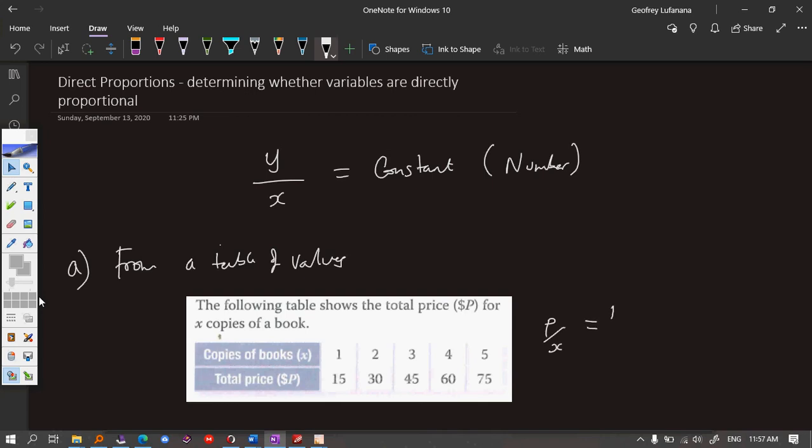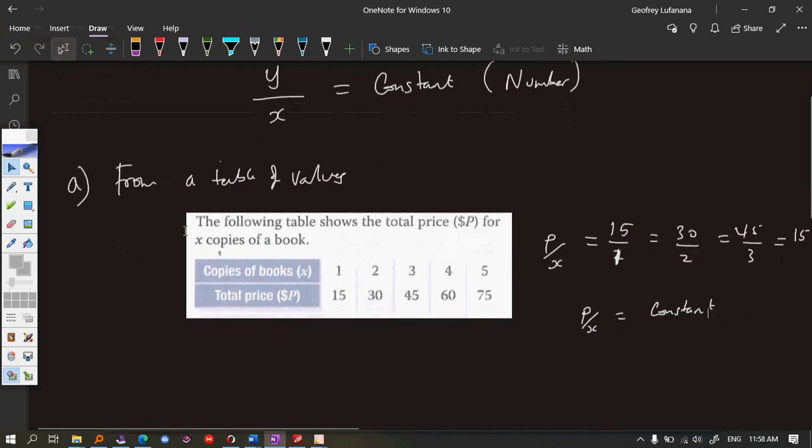My first value is 15 out of 1. My second value is 30 out of 2. My third value is 45 out of 3. And all of these values are equal to 15, which is a constant. Now, because p over x is a constant, then p is directly proportional to x.